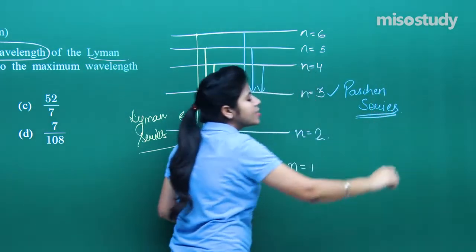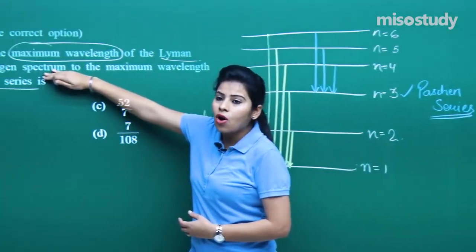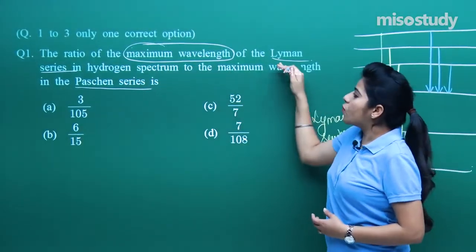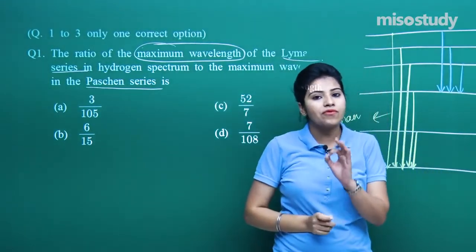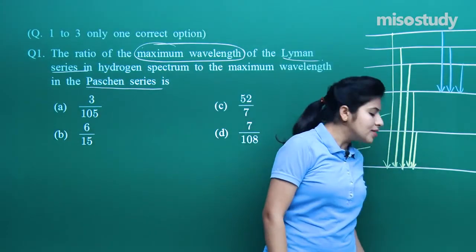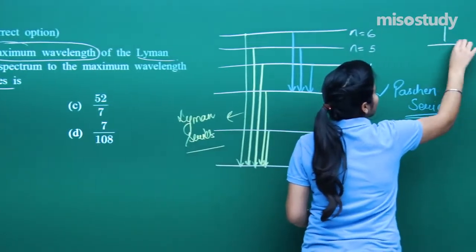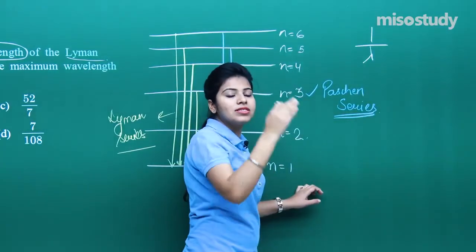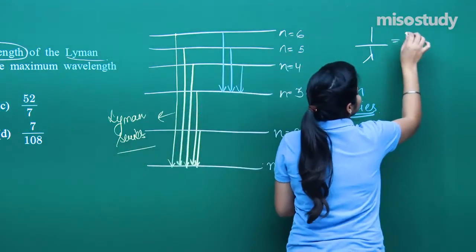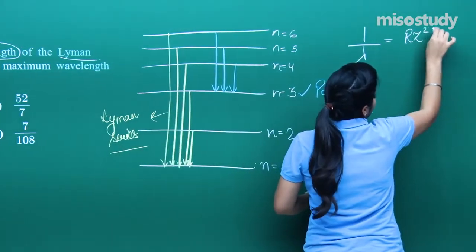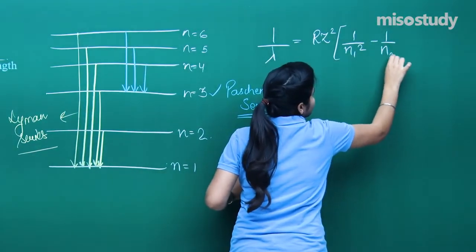So now let us see what has been asked in the question. We have to find the ratio of the maximum wavelength of the Lyman series and the Paschen series. Now we have a formula with us. That formula is again an important formula, because whatever question comes from this chapter, this equation will definitely be used. So 1 by lambda equals to R z square (1 by n1 square minus 1 by n2 square).